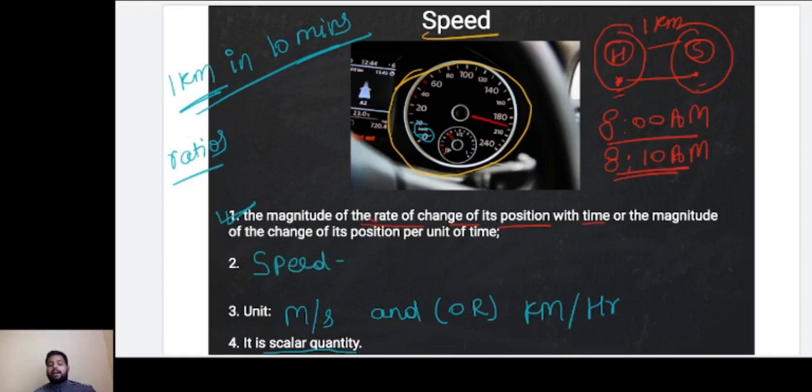Speed is, as you can see, the rate of change of position, or the magnitude of change of position. Change of position means distance. If you can see the 1 kilometer, this is the change in position. So the speed formula would be distance upon time, that means distance divided by time. So if someone asks you what defines speed, you can tell them the definition: it's the magnitude of the rate of change of its position with time.